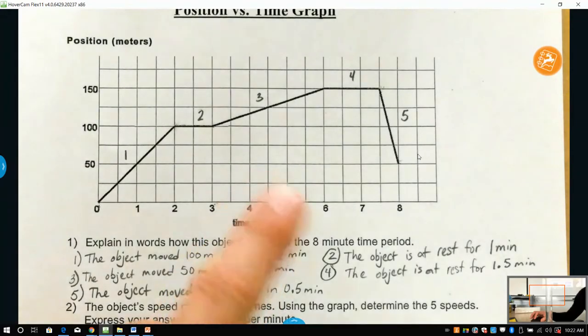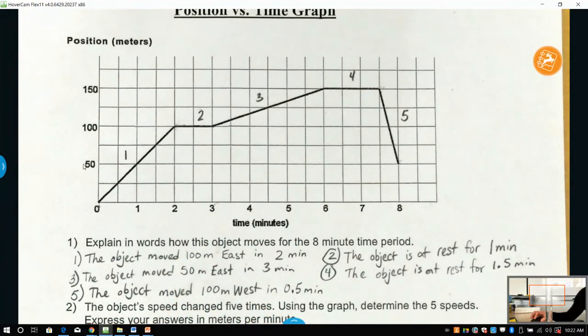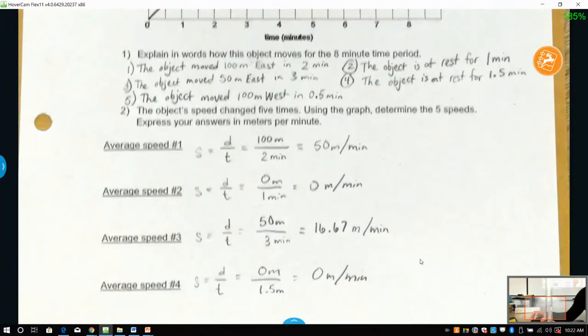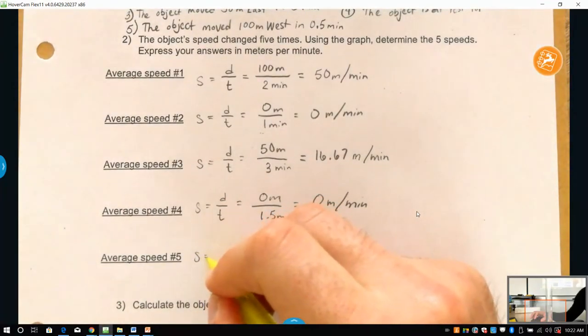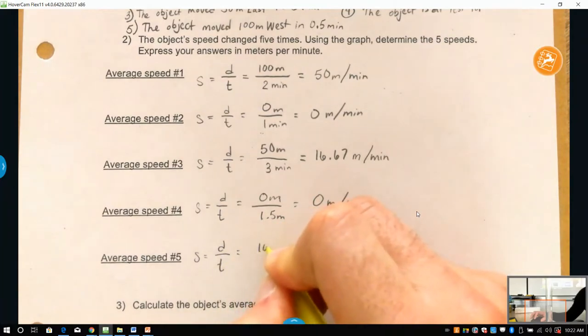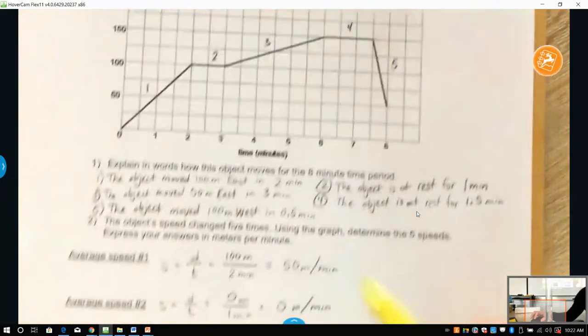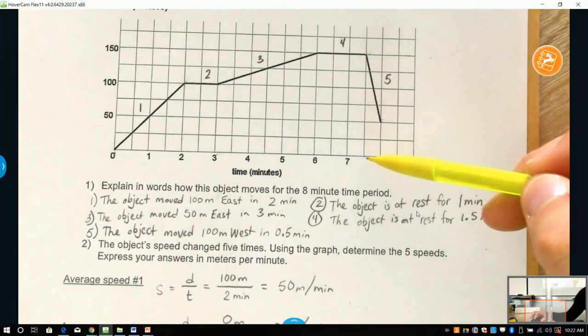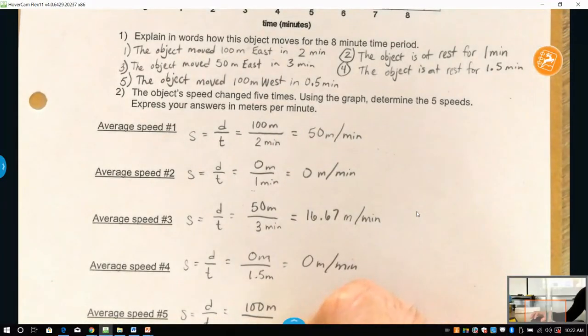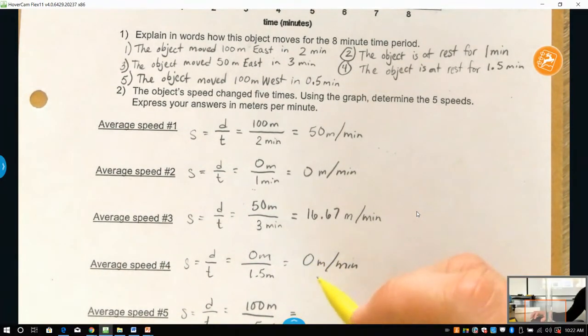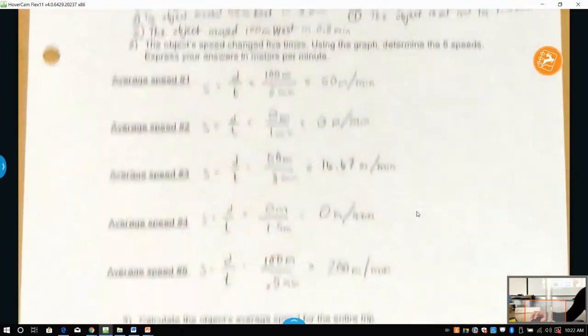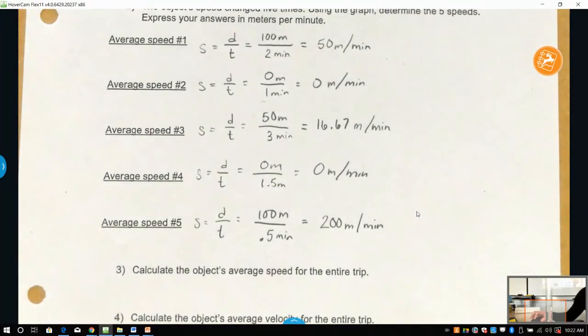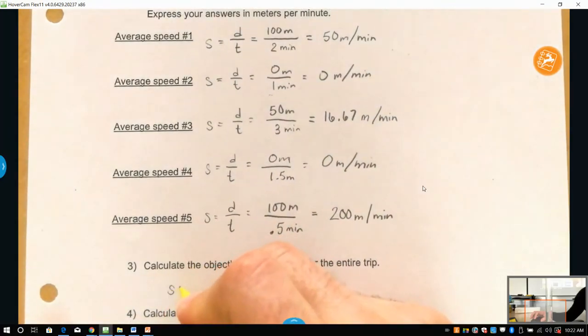Displacement does. So in number 5, you went from 150 meters to 50 meters. So you moved a total of 100 meters. And then how long did it take us? 7.5 to 8, so 0.5 minutes. And so that would be 200 meters per minute.